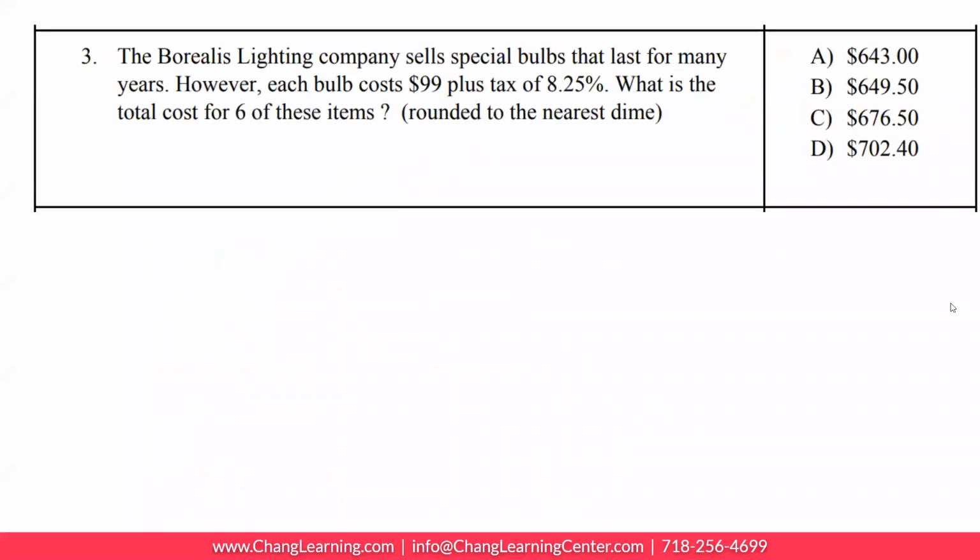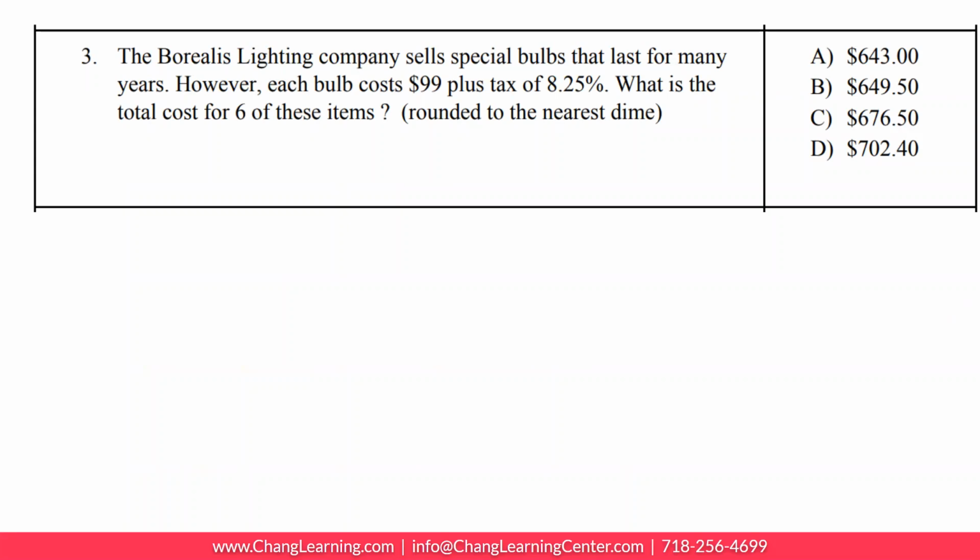For the next problem, the Borealis Lighting Company sells special bulbs that last for many years. However, each bulb costs $99 plus 8.25% tax. What is the total cost of 6 of these items? Round it to the nearest dime.